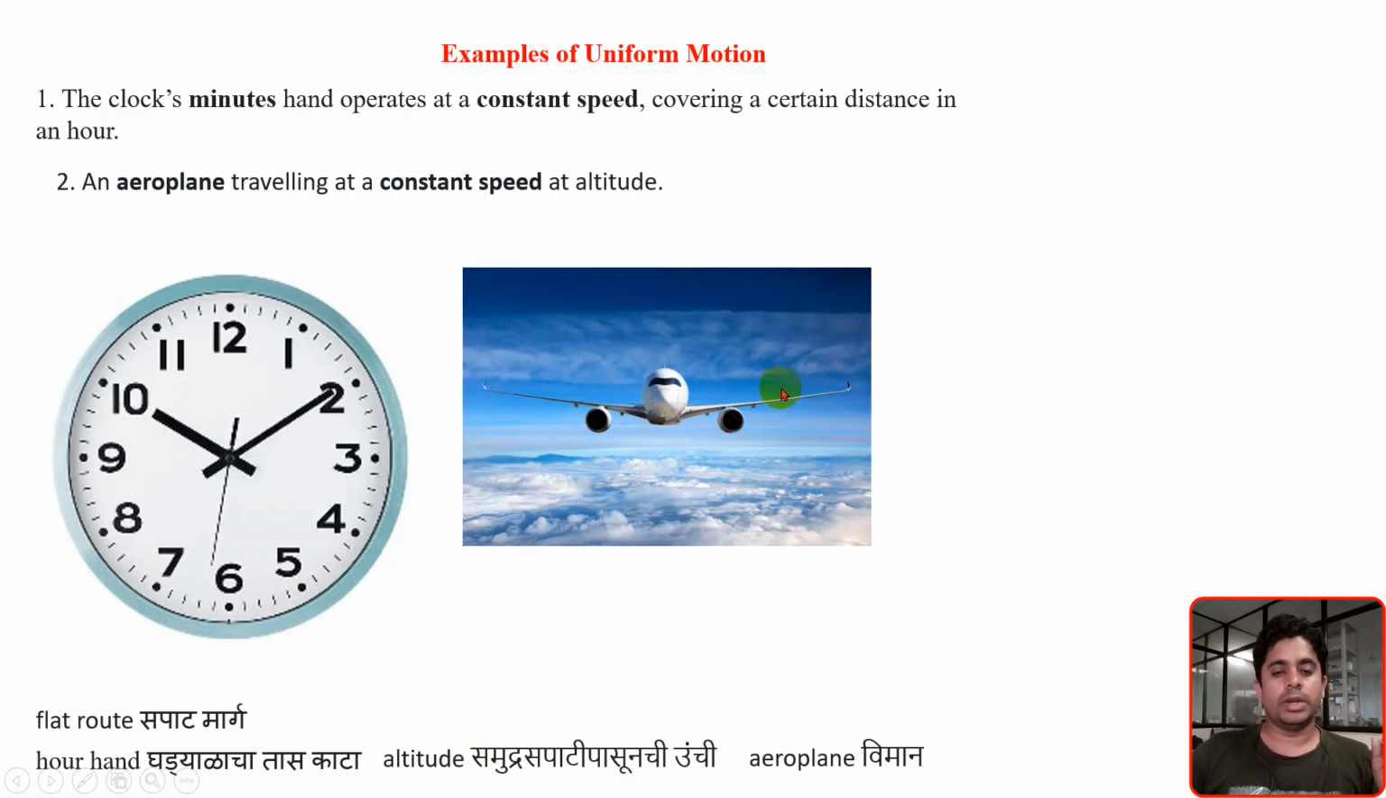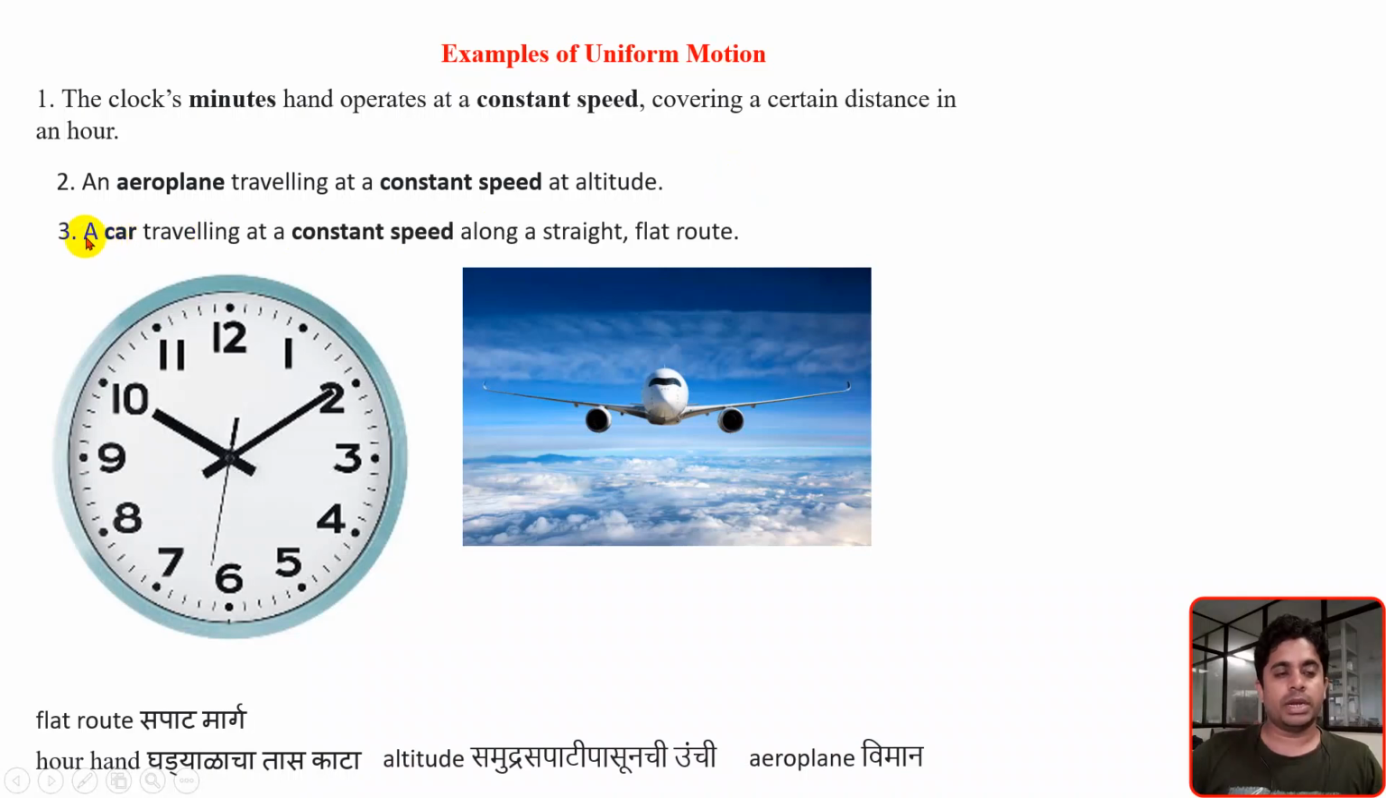But once the aeroplane, after traveling through air, reaches a particular height or a certain altitude from the ground or from the sea surface, after that the aeroplane travels at a constant speed. It is supposed to travel at the constant speed. Variation in the speed is not allowed once it has reached that altitude. So traveling with that constant speed is an example of uniform motion.